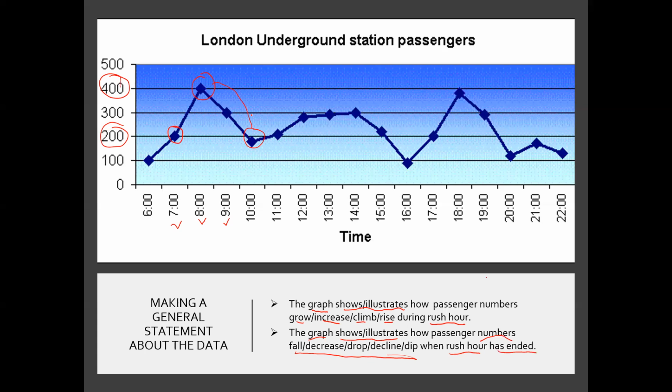Lalu kenapa di sini bisa dikatakan dip, Bu? Nah, di sini ada dip-nya karena dia turunnya langsung dalam 2 atau 1 titik. Pokoknya langsung, misalkan setelah rame, di periode berikutnya langsung ngedrop. Nah, itu bisa dikatakan dip. Ketika rush hour has ended. Nah, ini juga sama dengan yang di bagian belakang-belakang.